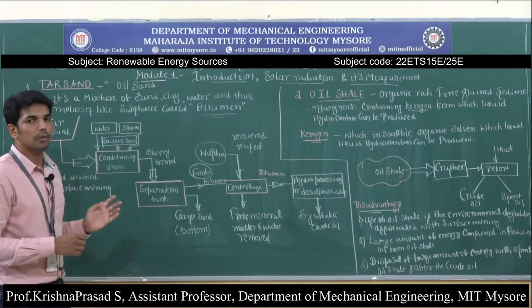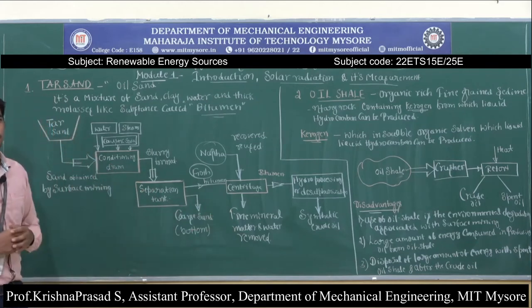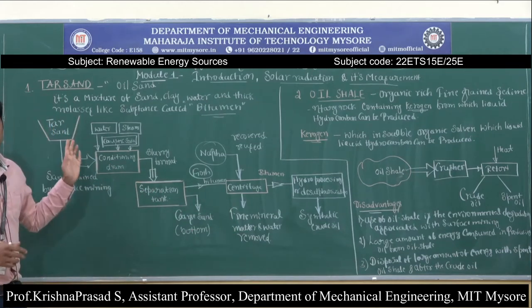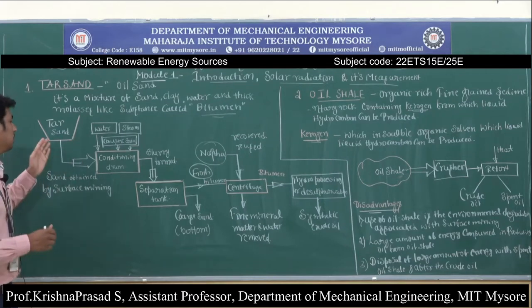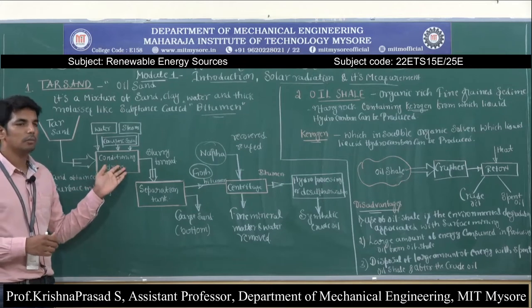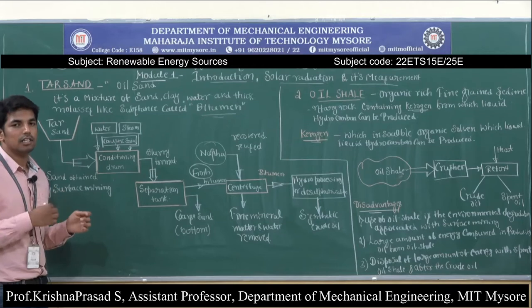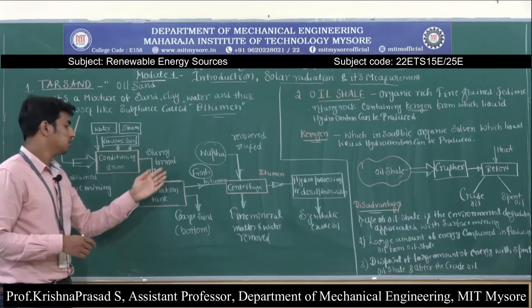Okay, so this is the process for obtaining the synthetic crude oil from the tar sand. What happens in this process? First, the sand obtained in the surface mining process enters the conditioning drum. Here water, steam and caustic soda are added, and then slurry is formed. The slurry then passes into the separation tank.